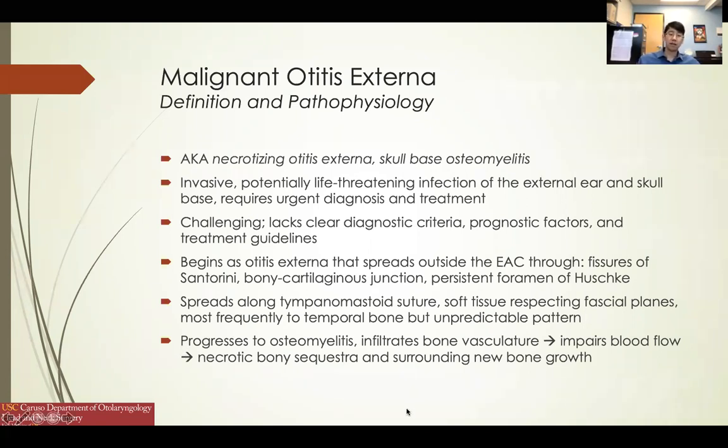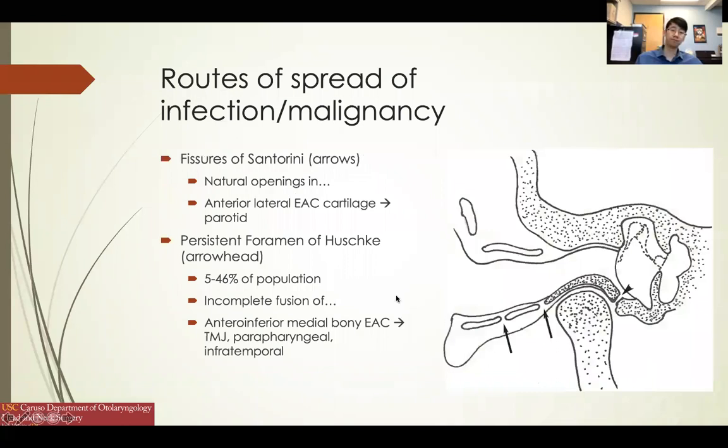So the infection, once it gets to the bone, becomes an osteomyelitis, where the bone vasculature is infiltrated, and impaired flow causes necrotic bony sequestra to form with a surrounding area of new bone growth. So this would be indicating the fissures of Santorini, which are natural openings in the anterior lateral ear canal cartilage. And you would be going into the parotid and masseteric space.